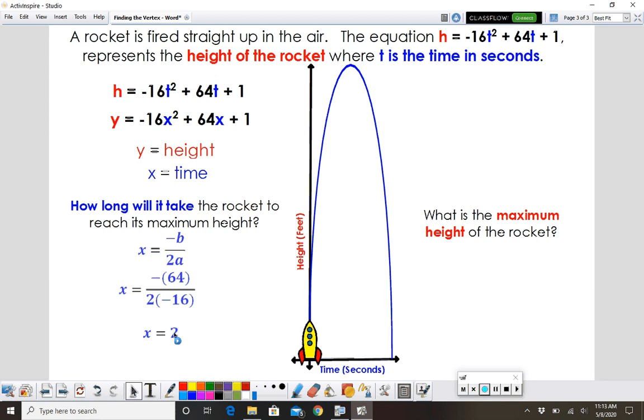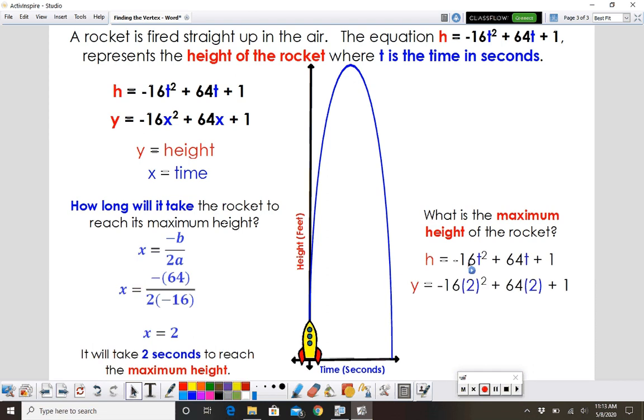So now we're going to take this value of 2, which means it takes 2 seconds to reach its maximum height, and we're going to plug it in over here to find out what is the maximum height. Remember, to find this y value, we're going to take this 2 and put it back into our equation. So we're going to take the 2 and plug it in, and this time we would type this whole amount into our calculator. Don't forget your parentheses. And we'd find that y equals 65. Well, y is our height, so what that means is the rocket's maximum height is 65 feet.